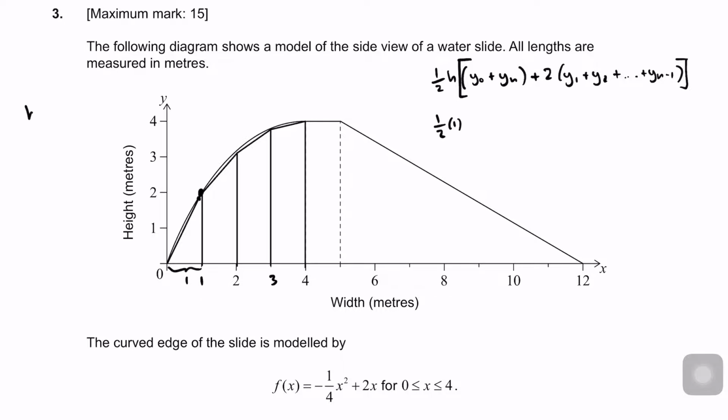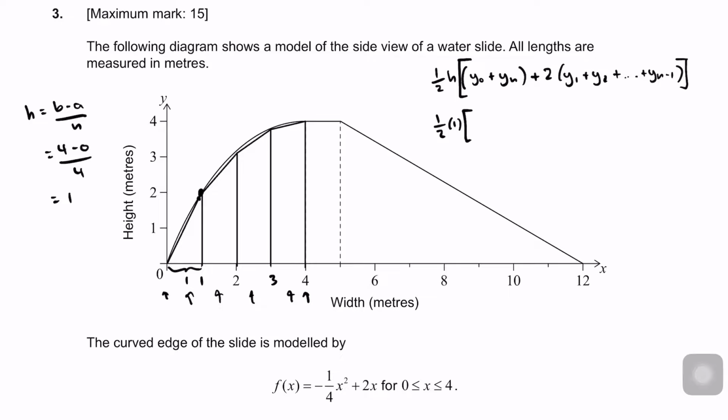The h, b minus a over n, is just saying end point minus starting point, 4 minus 0, over the number of trapezoids, 1, 2, 3, 4. Over 4 is equal to 1. But what it really means is the width of these trapezoids. Alright, so 1/2 times 1. And then let's go ahead and find the height.